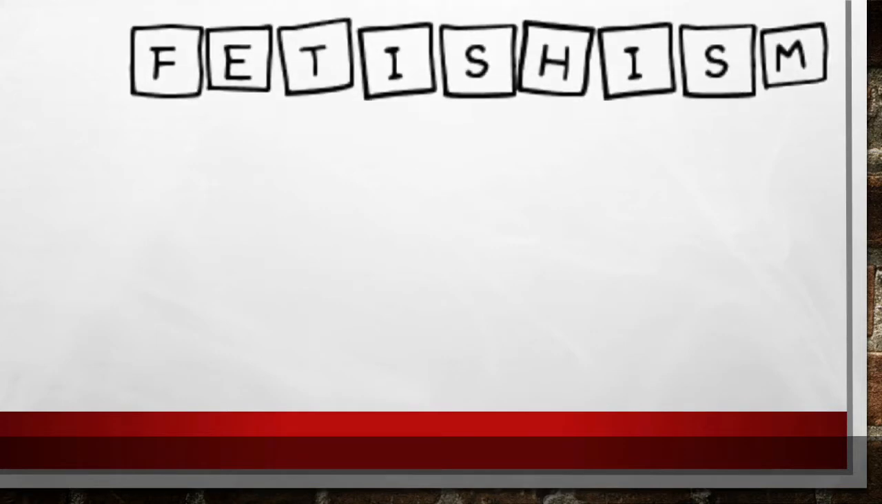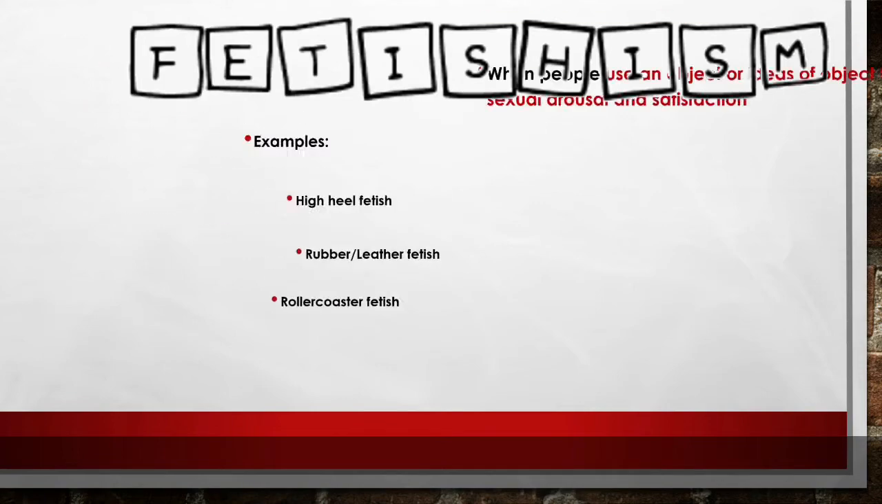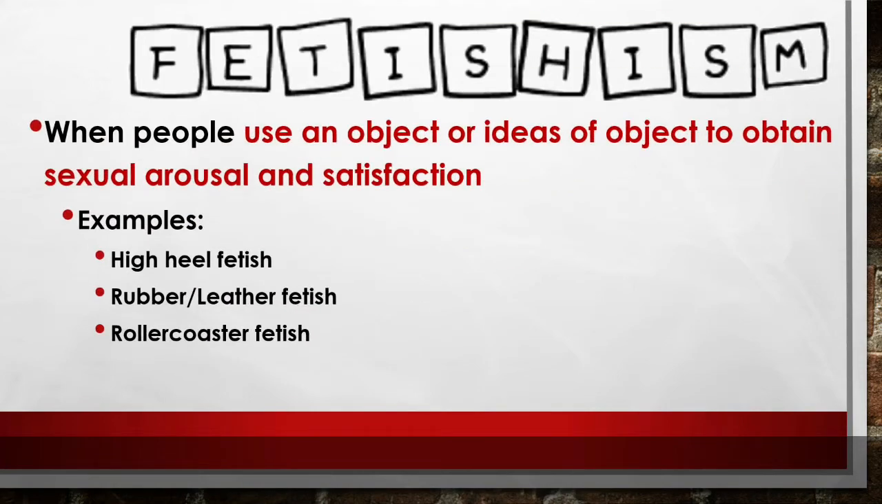Now we're going to start describing a couple of these paraphilias, such as fetishism. When people use an object or ideas of objects to obtain sexual arousal and satisfaction, that is considered fetishism. Here are a couple examples for you.